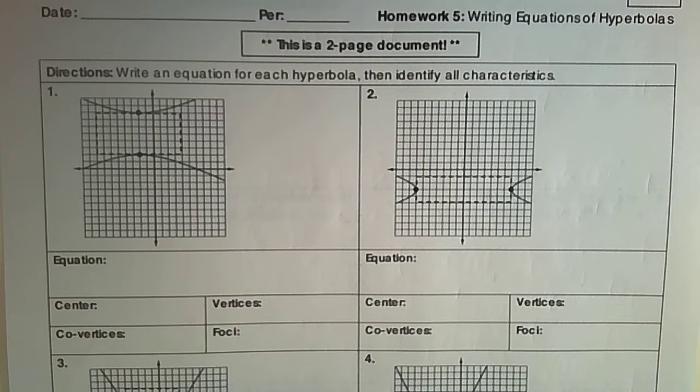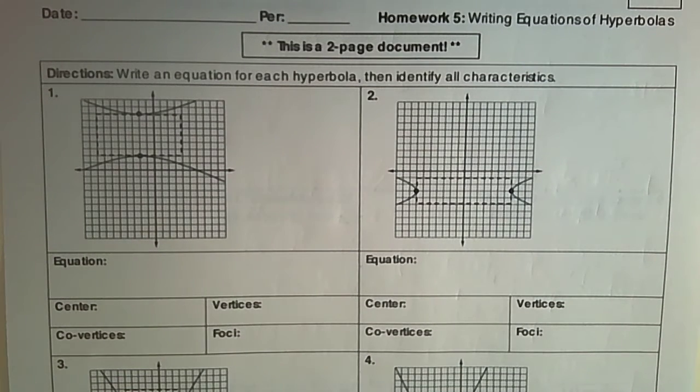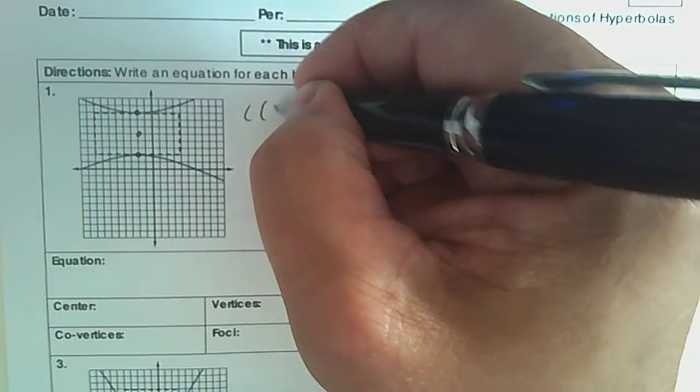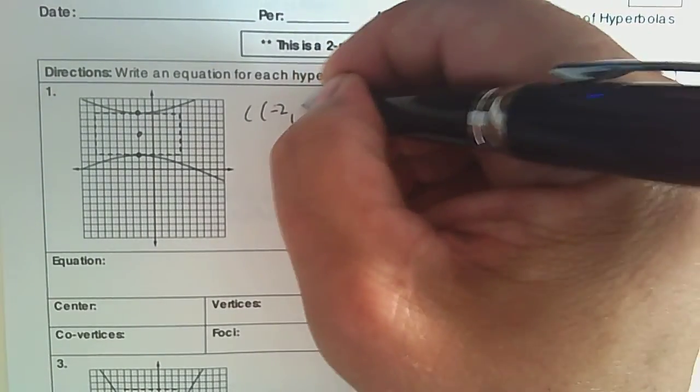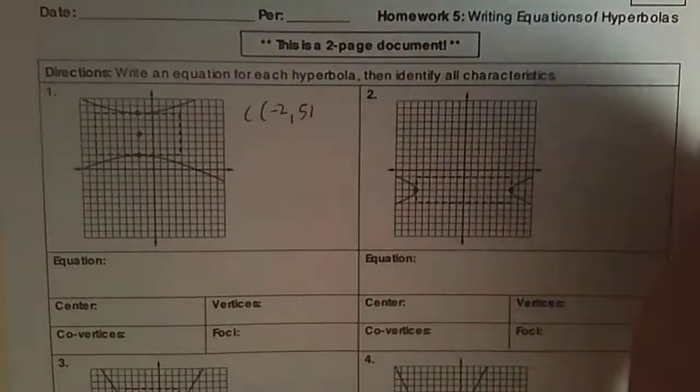Homework that went with the lesson before. So can you come up with the equation that goes with that hyperbola? So find the center. There it is. What is that center? So that center is at -2 and 5. So count 2 left and 5 up.